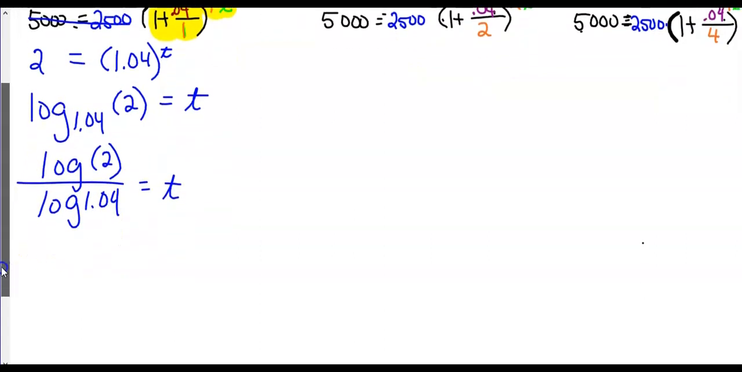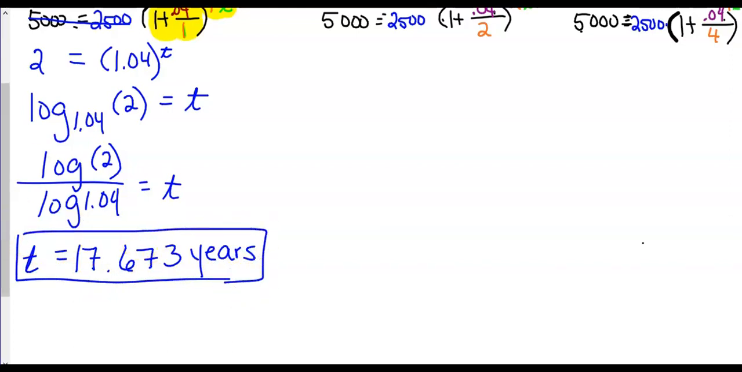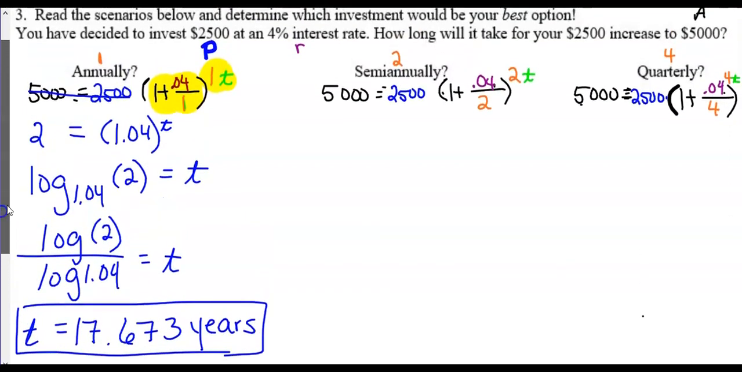And what you end up with should be t equals, and if we round it to the thousandths place, which I think on a couple of these is a good idea, 17.673, and this is years. So with compounding annually, it would take this long for it to reach $5,000. Okay, so I'm going to do the same thing for these two.